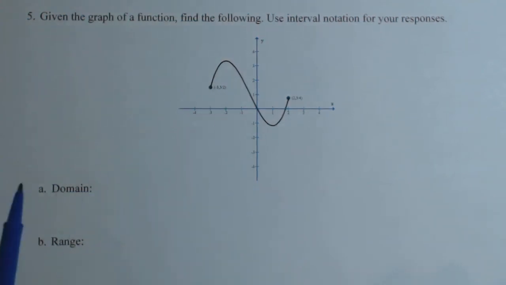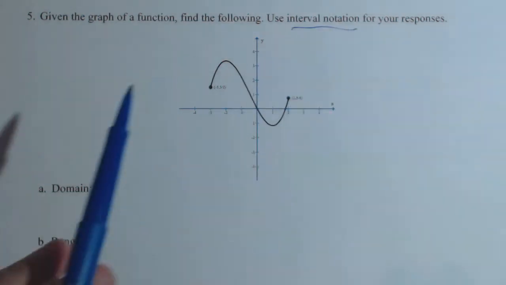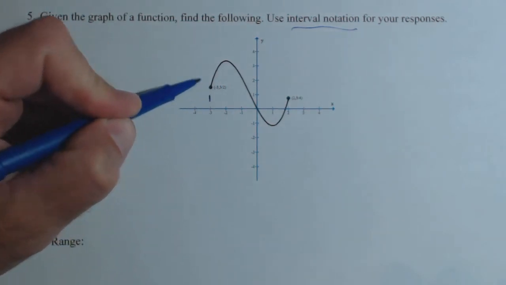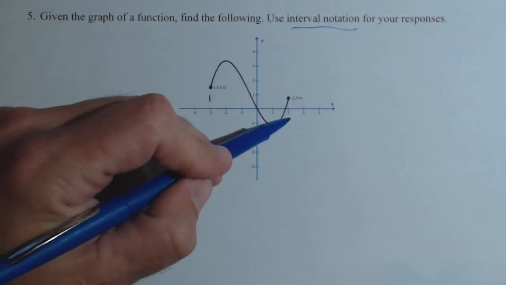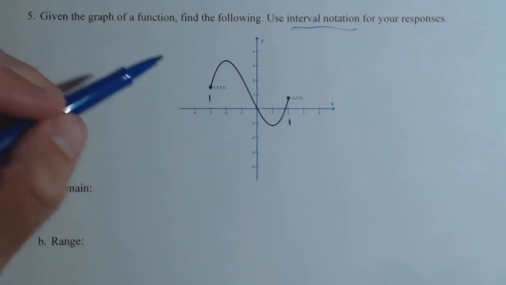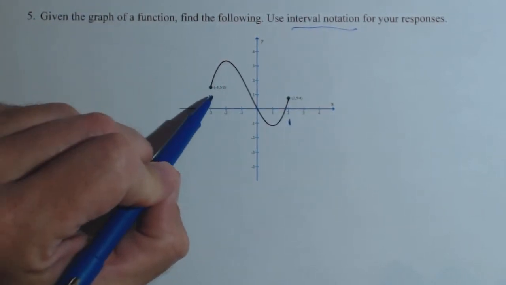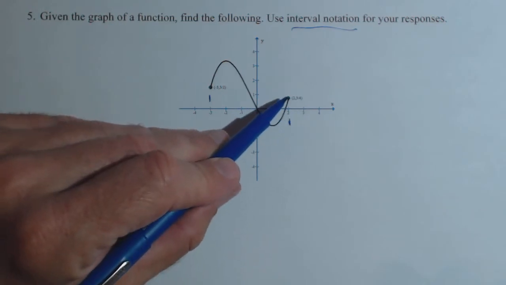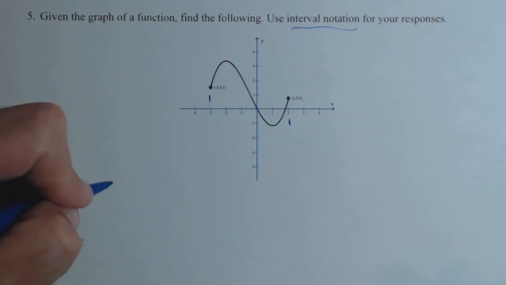Given this graph, we want to identify its domain and its range and put everything in interval notation. So let's talk about the domain first. That's the inputs that are covered. We can see here we got this point and it's a closed circle, and we go to this point and it's a closed circle. I know it's hard to read in the video, but this is a -3 where it's starting and a 2 where it's ending, and those closed circles mean we want to include those.